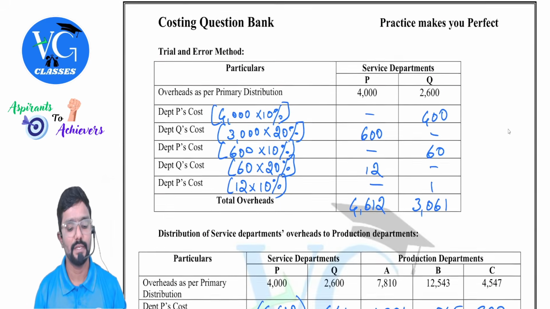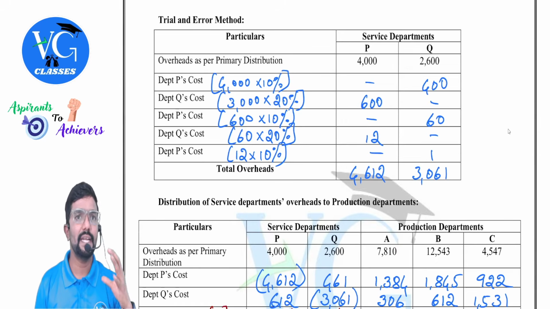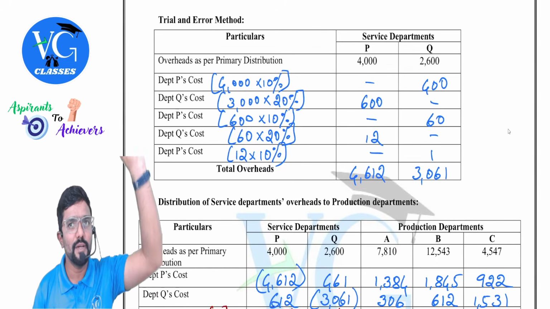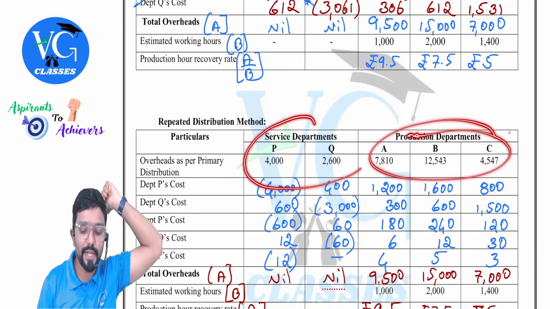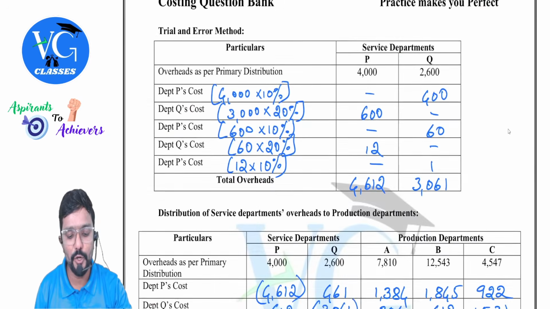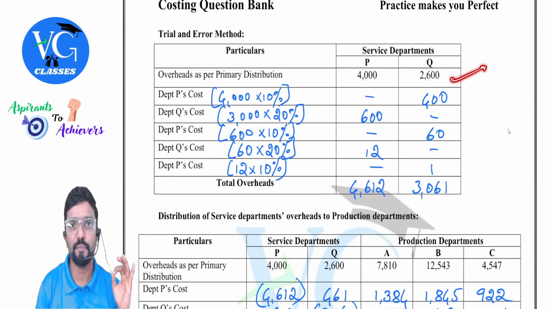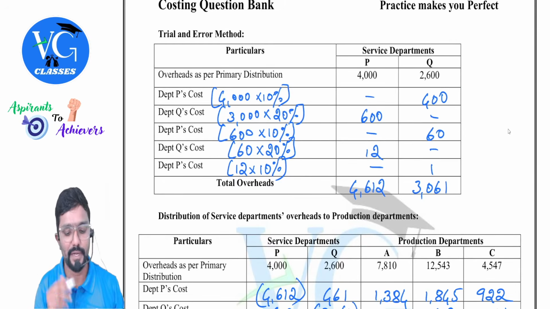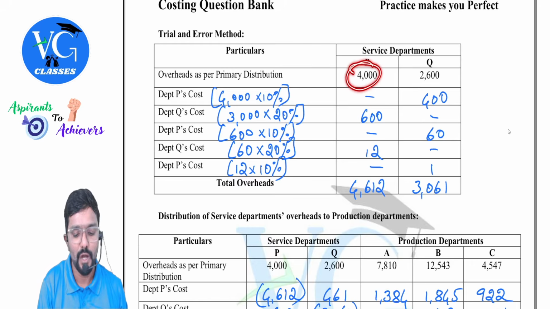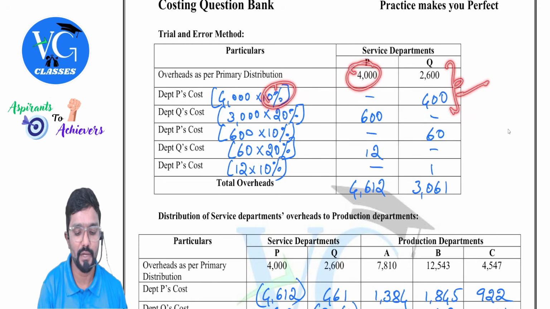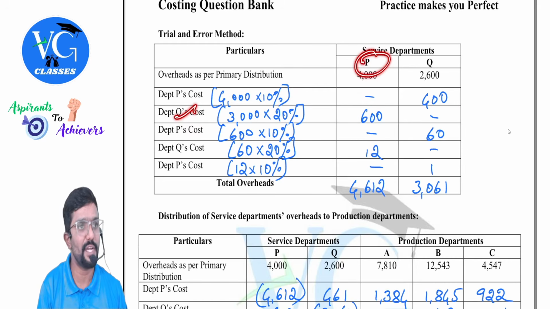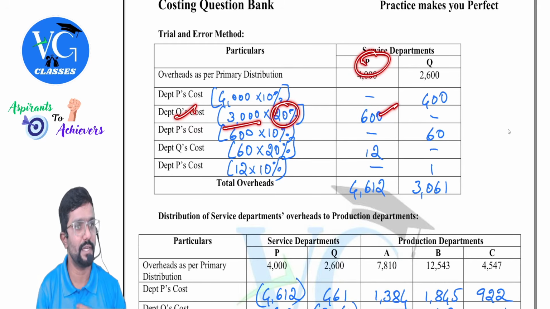Okay, sir. Next, trial and error method. Under the trial and error method, it is very similar to repeated distribution, but in repeated distribution even production departments will come, whereas in trial and error we will take only service departments. What do we do here, sir? Take the cost as per primary distribution as the base, then keep on distributing service department cost to the other service department. So what is P's cost? 4,000. How much service are they giving to Q? 10%. Allocate 400. Now what is Q's cost? 2,600 plus 400, 3,000. How much service is Q giving to P? 20%. So 3,000 into 20% goes here.